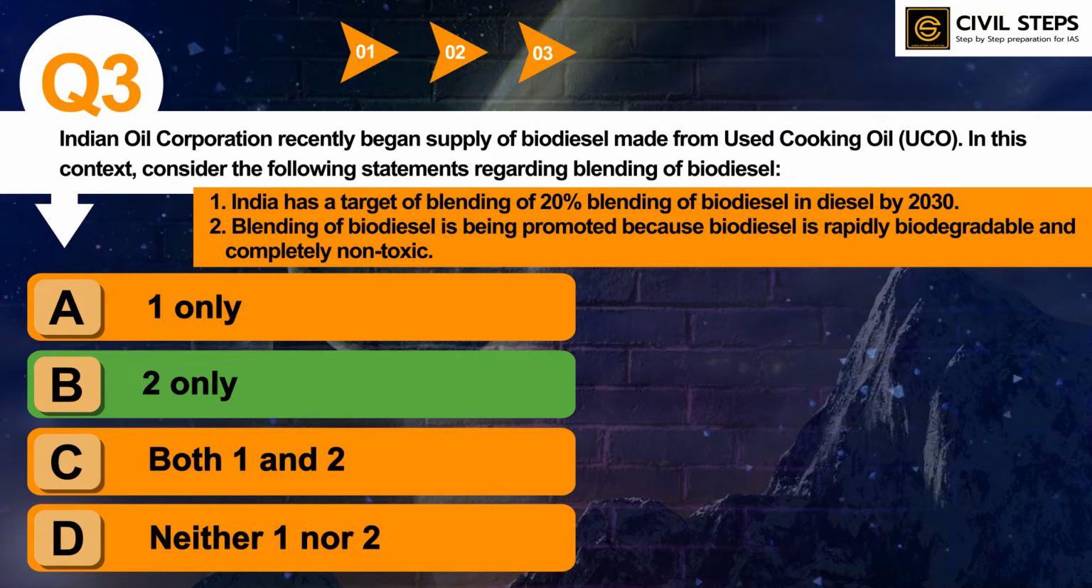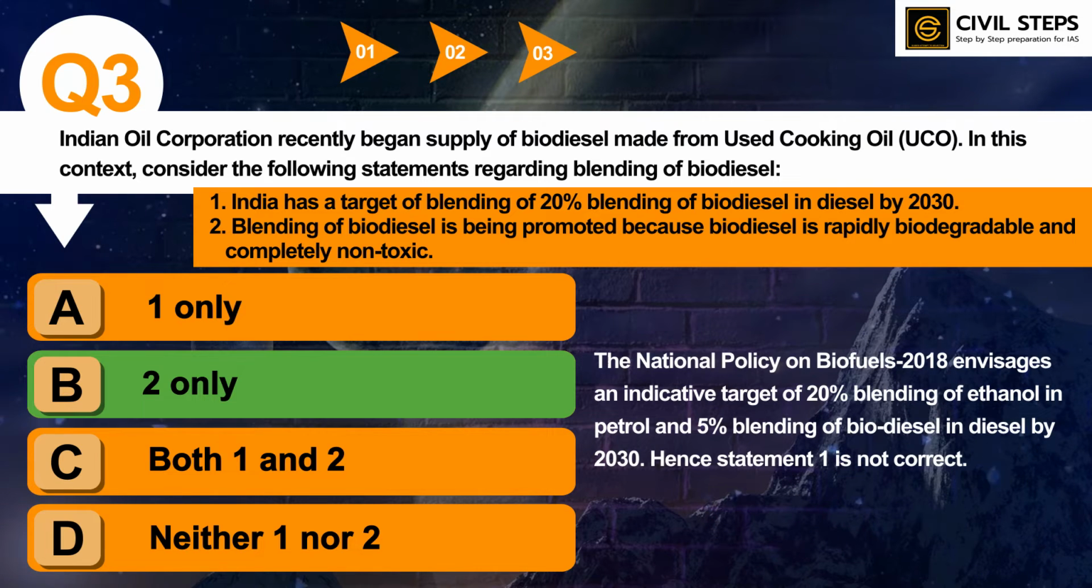So statement number 1 is not correct because the National Policy on Biofuels 2018 envisages an indicative target of 20% blending of ethanol in petrol and 5% blending of biodiesel in diesel by 2030. Hence, statement 1 is not correct. So in 2020 prelims also UPSC asked some question about this national policy on biofuels. So this is also very important and you should cover this topic from standard sources, and you should know what is the target of government of blending ethanol and biodiesel in diesel.